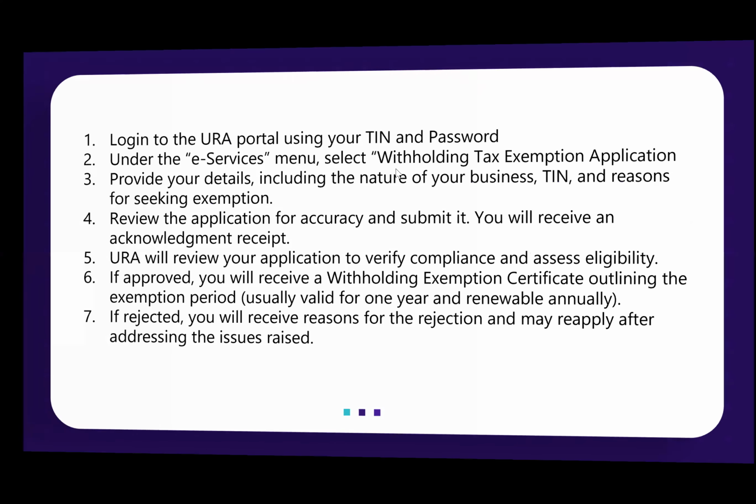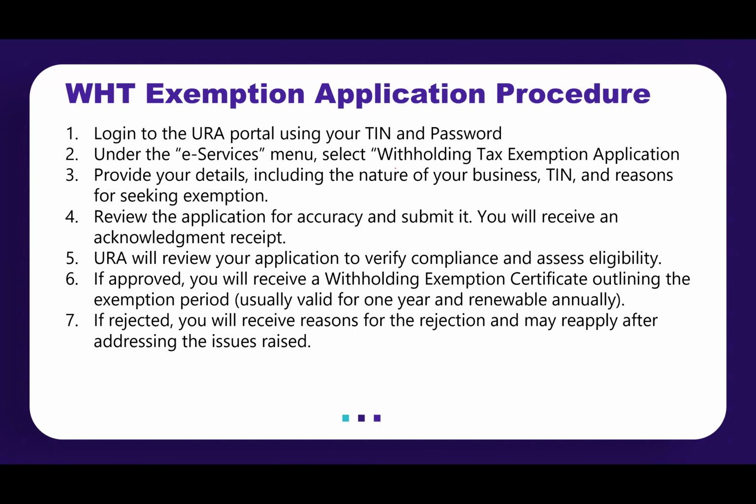For you to apply for exemption, you're going to log into the URA portal using your TIN and password, go to e-services, move to withholding tax exemption application, provide your details, including the nature of your business, the TIN, and the reasons you're seeking exemption. Review your application for accuracy and submit it.